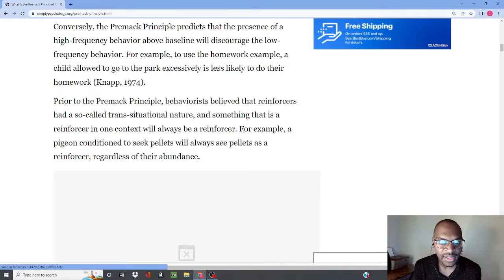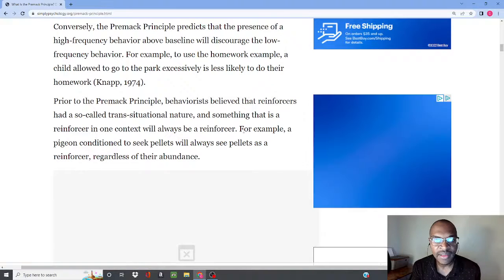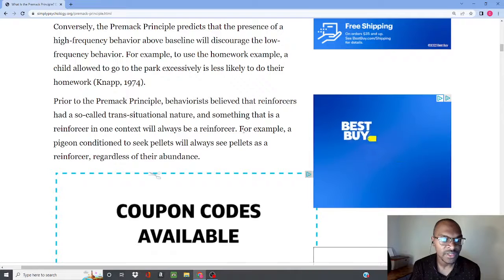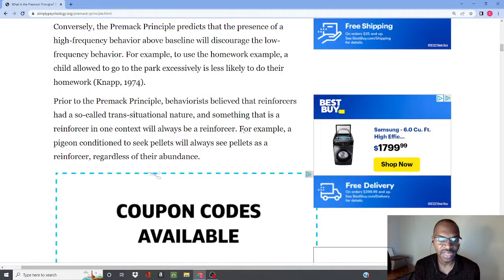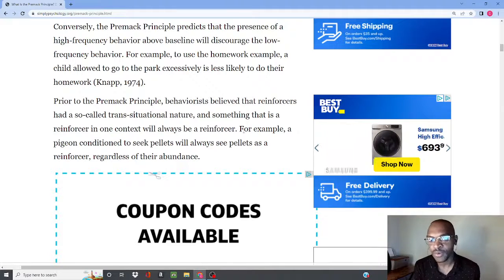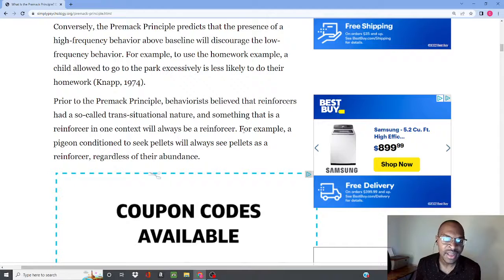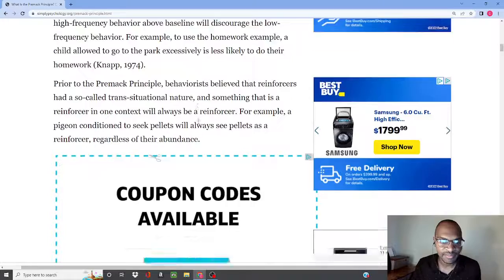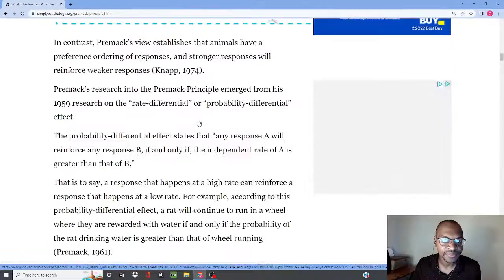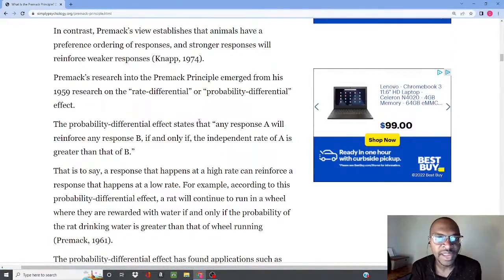Makes sense. All right, prior to the Premack Principle, behaviorists believed that reinforcers had a so-called transsituational nature, meaning that a reinforcer in one context will always be a reinforcer. So for example, a pigeon conditioned to seek pellets will always seek pellets as a reinforcer regardless of their abundance. In contrast, Premack's view establishes that animals have a preference ordering of responses, and stronger responses will reinforce weaker responses.